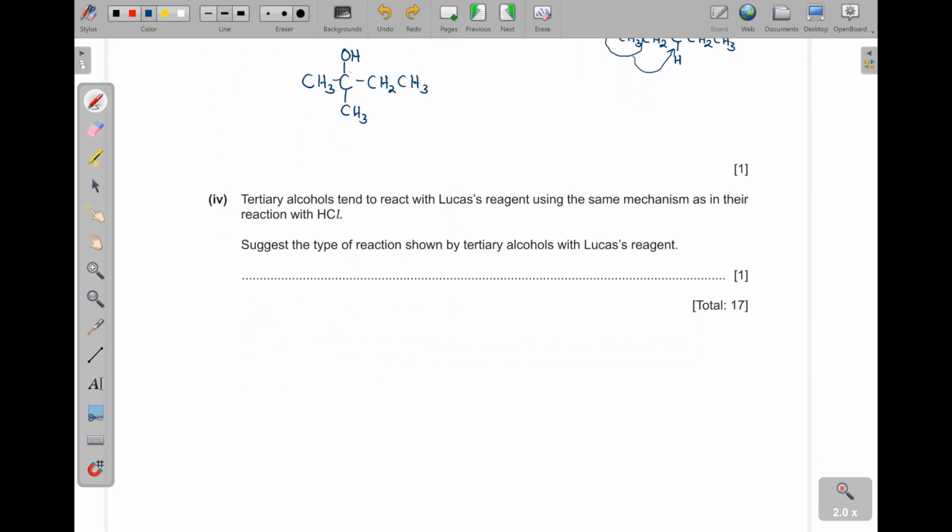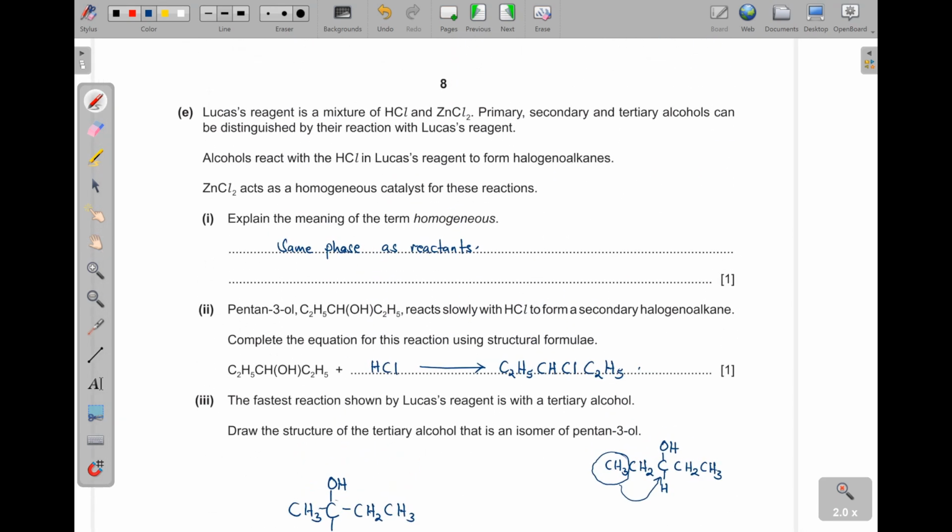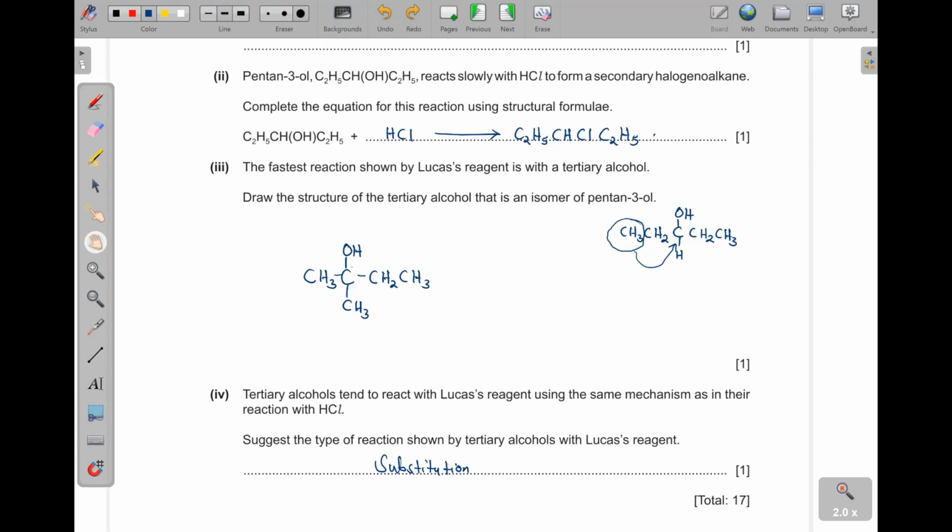Then Roman 4, tertiary alcohols tend to react with Lucas's reagent using the same mechanism as in their reaction with HCl. Suggest the type of reaction shown by tertiary alcohols with Lucas's reagent. This is just a substitution reaction. We have seen that they form what? Halogenoalkanes. It is here: alcohols react with HCl in Lucas's reagent to form halogenoalkanes. That means where there is the OH, we have substituted with the what? A halogen. As simple as that. So that is a substitution reaction.